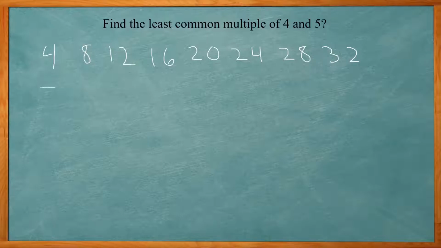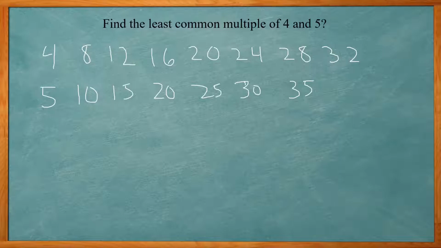I'll go with the 5s. Multiples of 5 include 5, 10, 15, 20, 25, 30, 35.